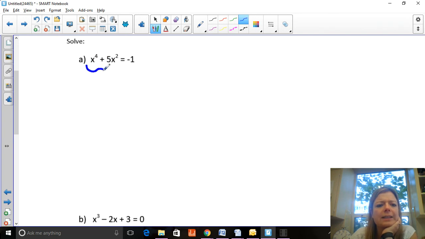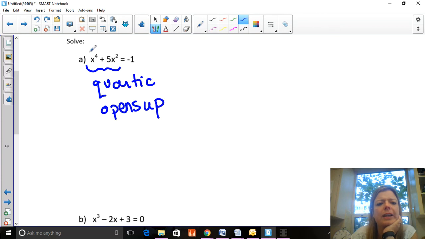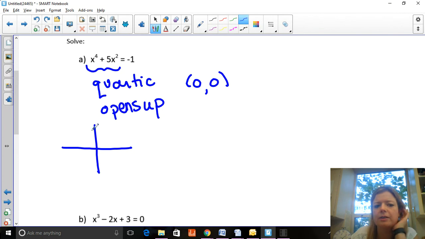So this guy is a quartic that opens up. Notice that. It's a quartic that opens up. Its y-intercept is 0, 0, if you put in 0. I don't know what's going on in the middle there. Some bumps might happen. But you'll notice that no matter what value I put in for x, it's never going to get as low as -1.